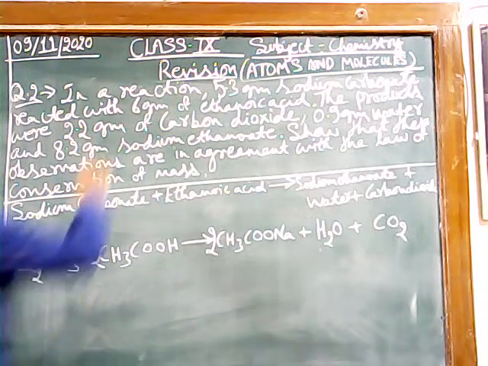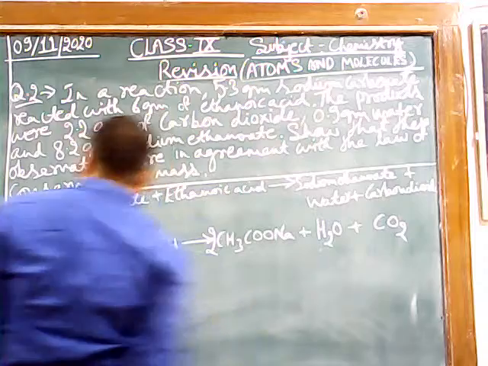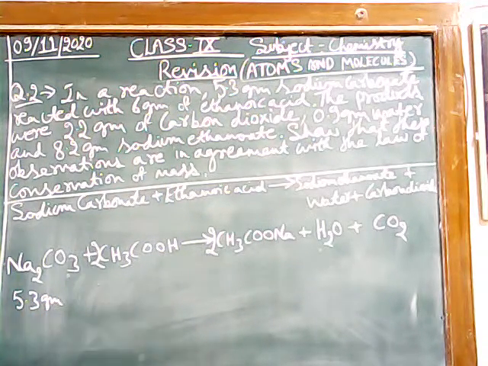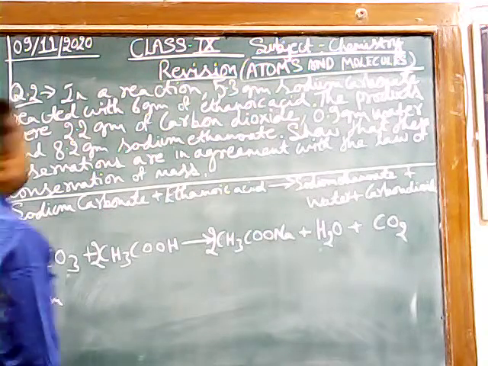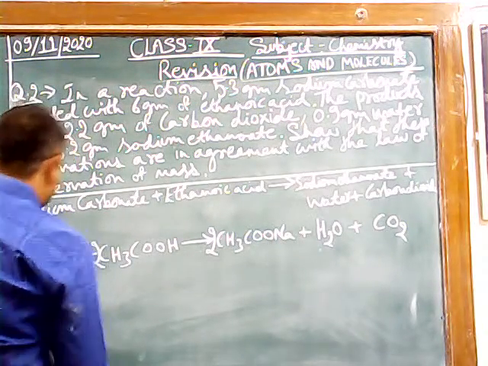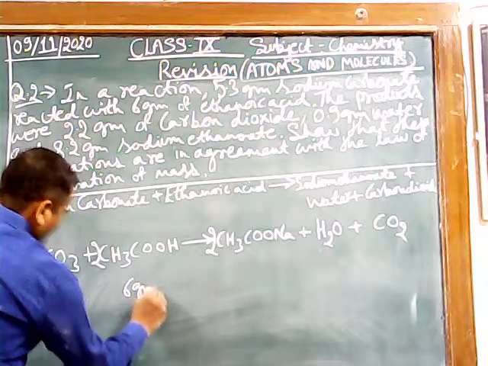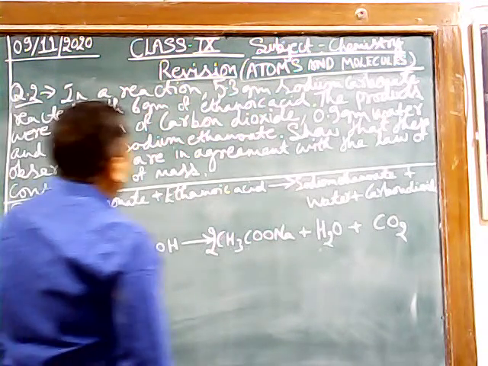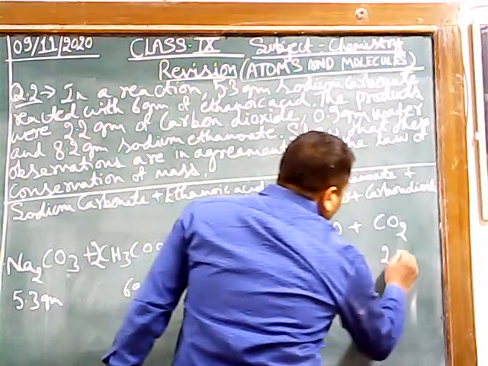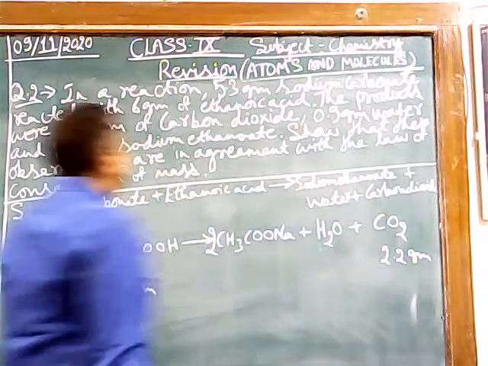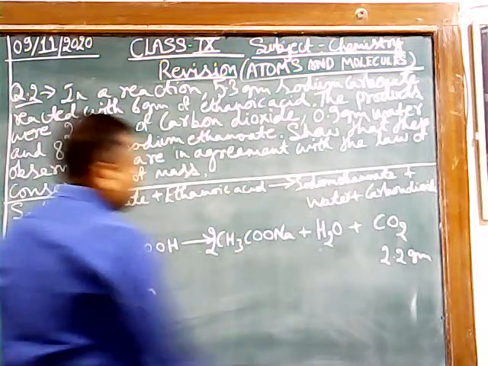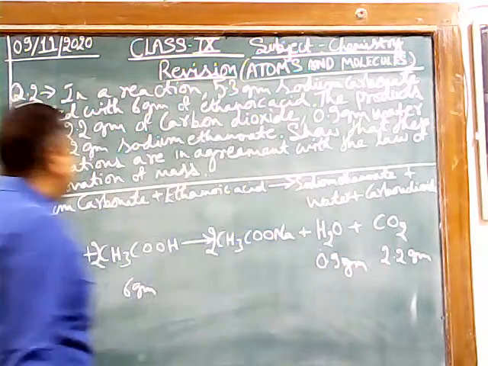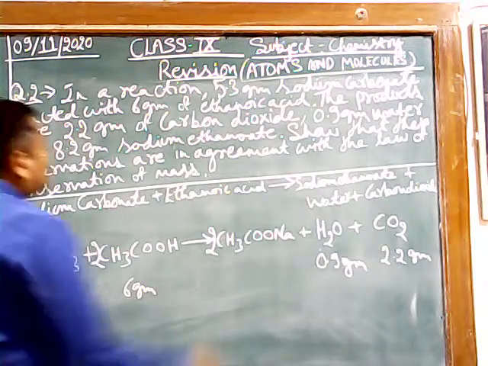Now what are they asking? The mass 5.3 gram of sodium carbonate reacted with 6 gram of ethanoic acid. And what do they form? The products were 2.2 gram of carbon dioxide, 0.9 gram water, and 8.2 gram of sodium ethanoate.